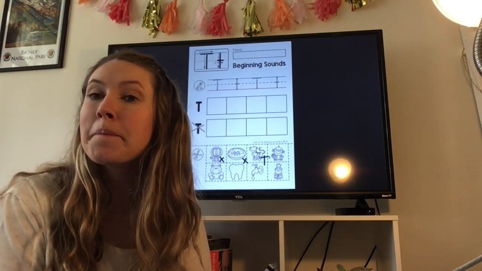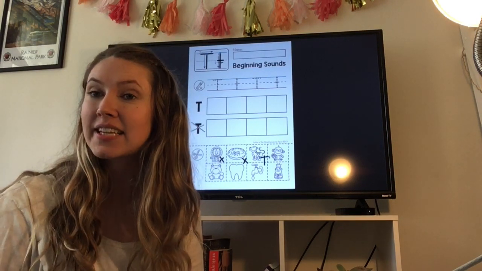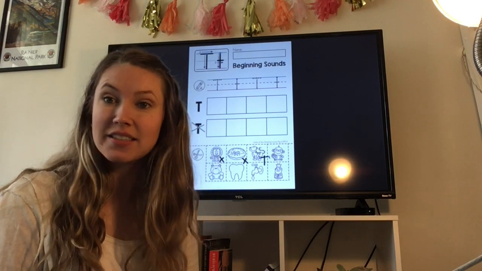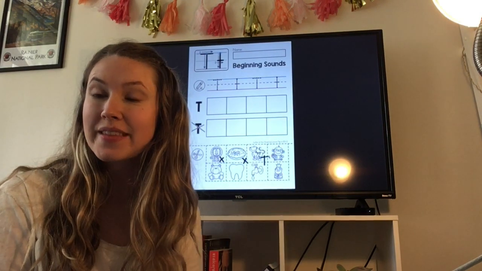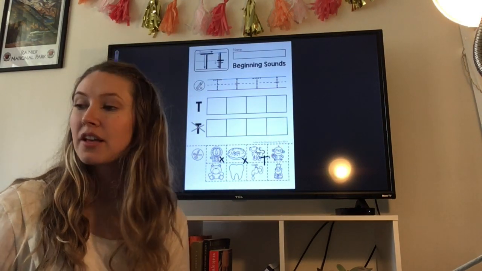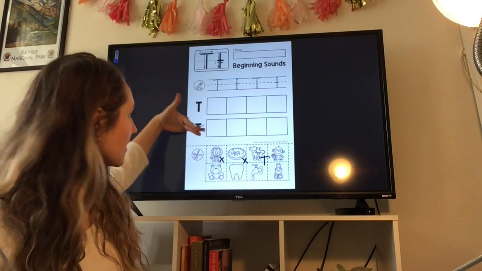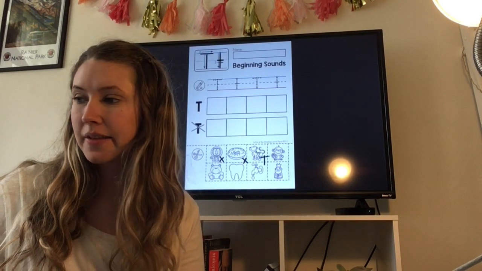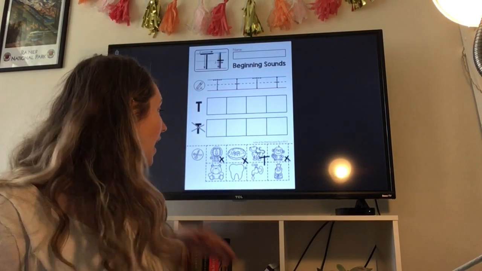Monkey. Monkey. Does monkey begin with a t sound? No, it does not. Monkey begins the M sound for monkey. So we're going to cut out our monkey and glue it on the bottom row of things that do not begin with T. So I'm going to put an X on it. Let's look at our last row.